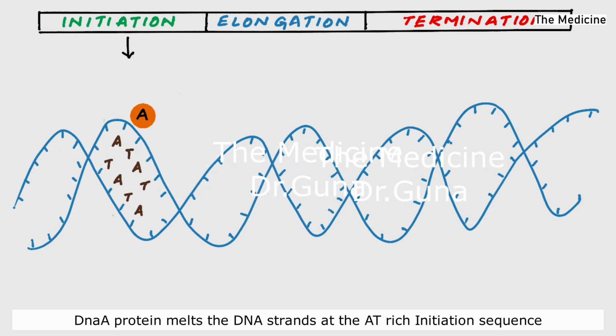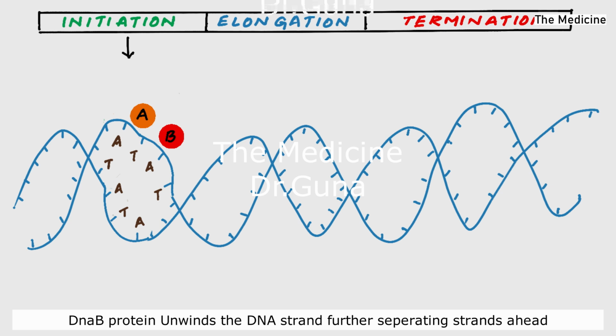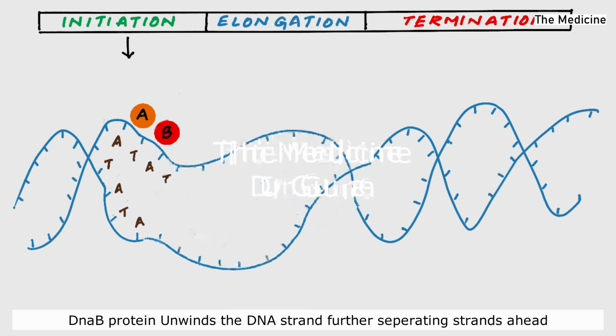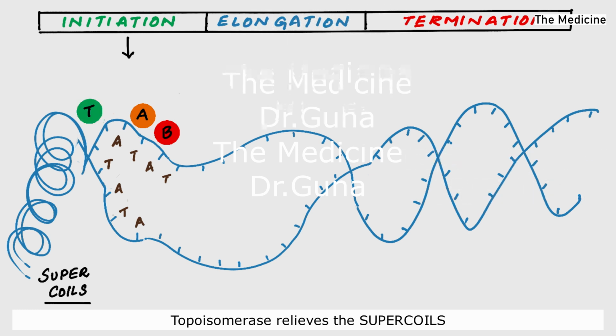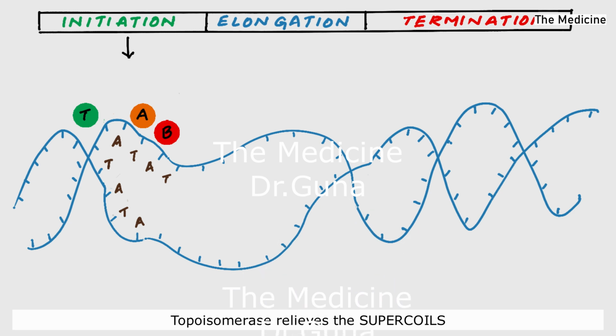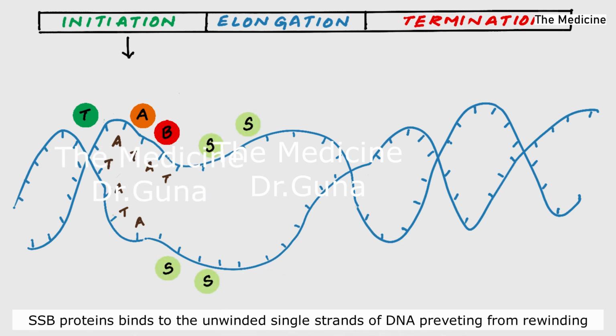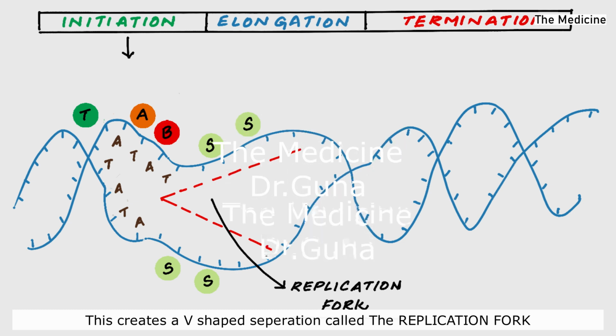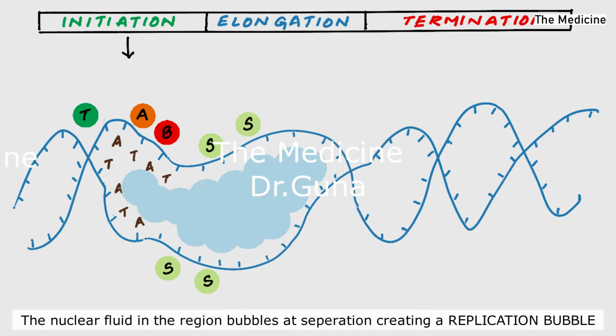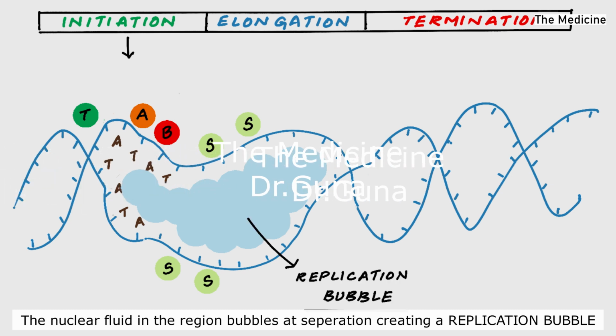DNA A protein melts the DNA strands at the AT rich initiation sequence. DNA B protein unwinds the DNA strand further, separating the strands ahead. This creates overwinding at the ends of DNA strands called DNA supercoils, and the enzyme topoisomerase relieves these DNA supercoils. Single strand binding proteins bind to the unwound single strands of DNA, preventing rewinding. This creates a V-shaped separation called the replication fork. The nuclear fluid in the region bubbles at the separation, creating a replication bubble.